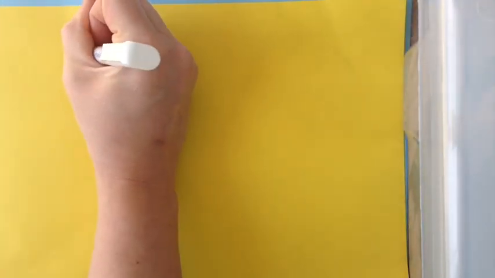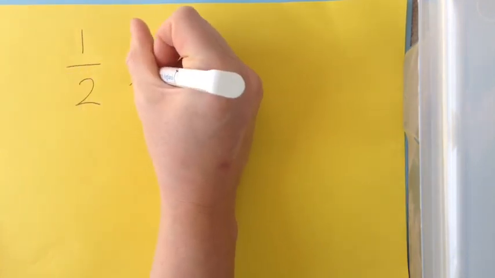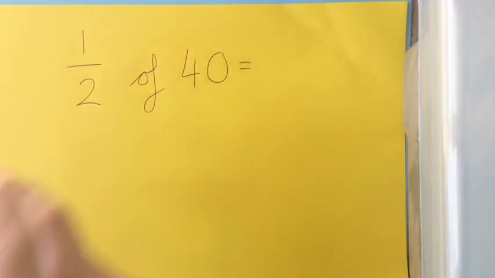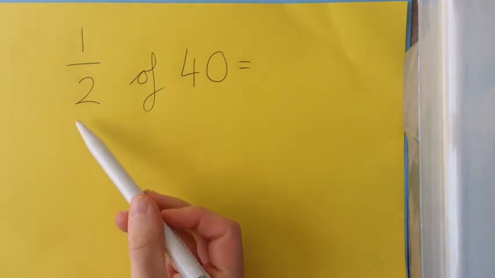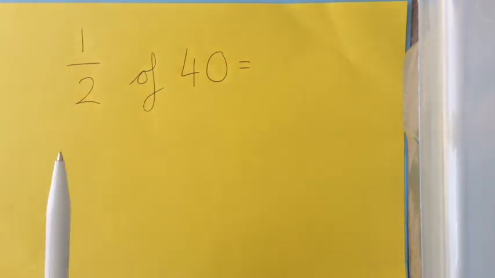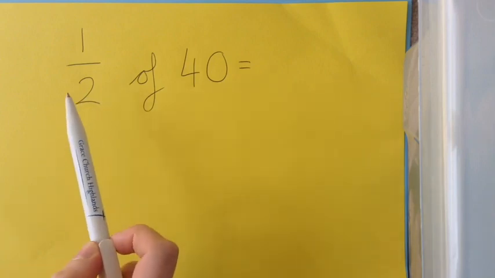So for my next question, I'm not going to tell you what operation we're going to use. I'd like you to have a think about that as I write that down. Now this here is called a fraction, and this is something we've begun to look at in year 2, and this fraction is a half.